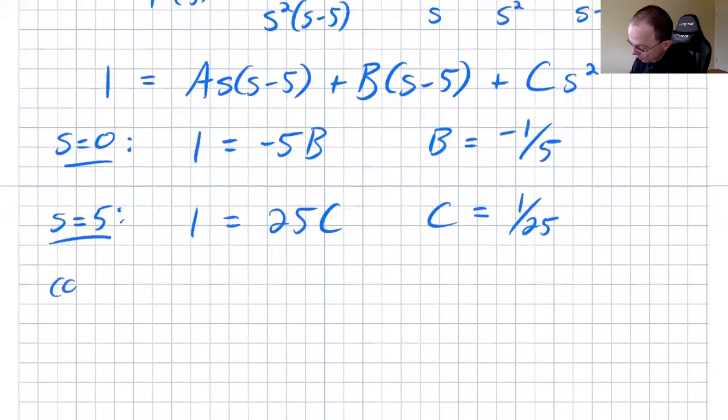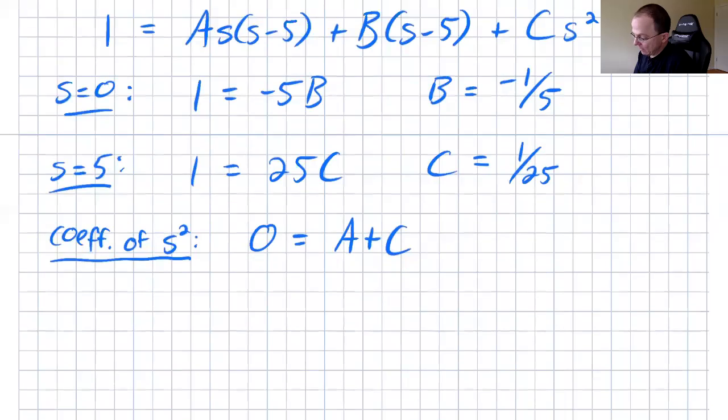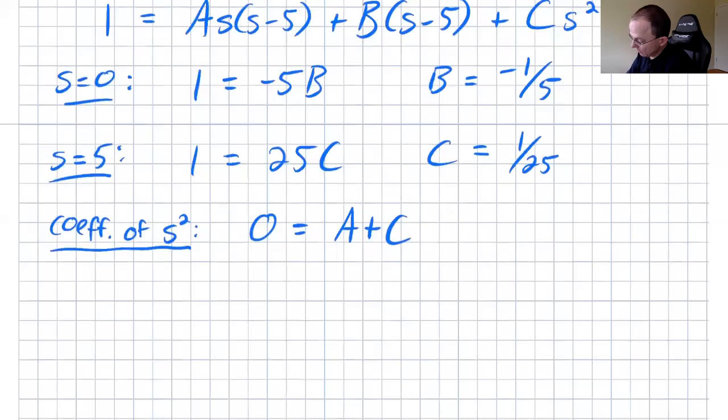And now we'll look at the coefficients of s squared on both sides. So the coefficient of s squared on the left-hand side is 0. There's no s squareds over there. And then on the right, we have an s squared appearing here. So the coefficient of that is a. There's no s squareds there. And then we have the coefficient of c here. So in total, we get a plus c as the coefficient of s squared on the right-hand side. And since we know what c is, it's 1 over 25, we figure out that a must be minus 1 over 25.